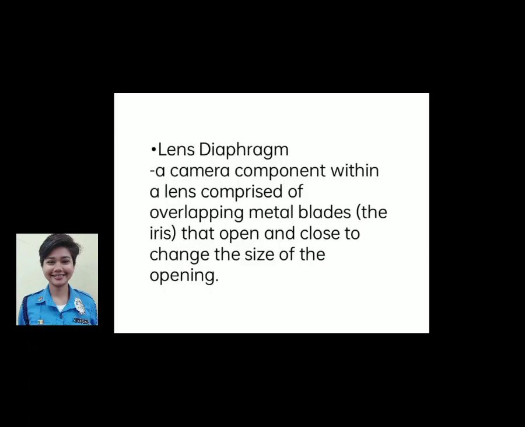Lens diaphragm, a camera component within a lens comprised of overlapping metal blades, or the iris, that open and close to change the size of the opening.